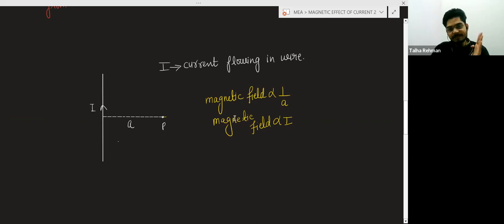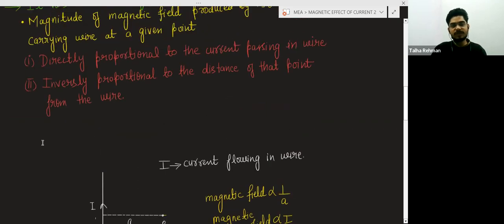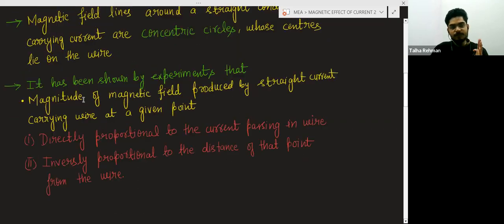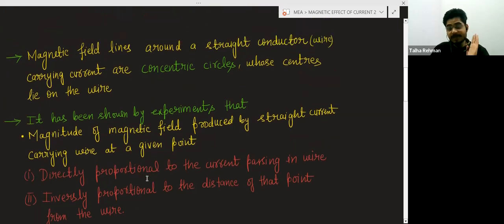So the magnetic field is directly proportional to the current, and I is the current flowing in the wire. So this is written: the magnitude of the magnetic field produced by a straight current carrying wire at a given point is directly proportional to the current passing in the wire and inversely proportional to the distance of that point from the wire. And this is experimentally proven.